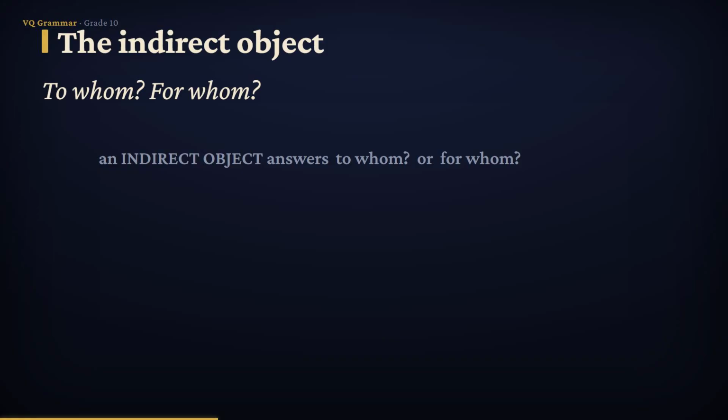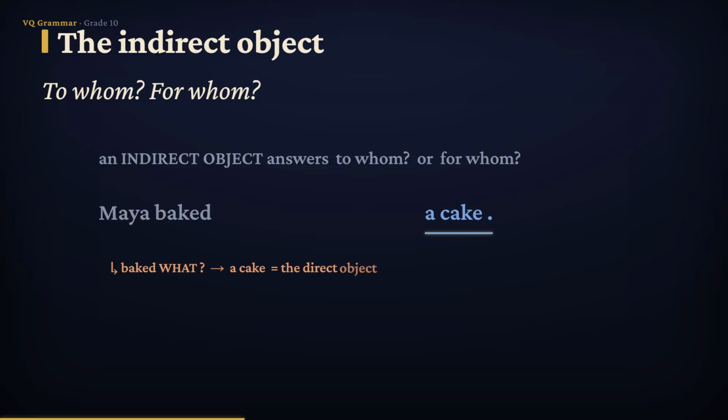Now for the second complement, the indirect object. An indirect object answers a different set of questions. To whom? For whom? To what or for what? After an action verb. Watch what happens when we add one to our old sentence. Maya baked her brother a cake. The verb is still baked. Ask our old question first. Baked what? A cake. That answer is the direct object, exactly as before.